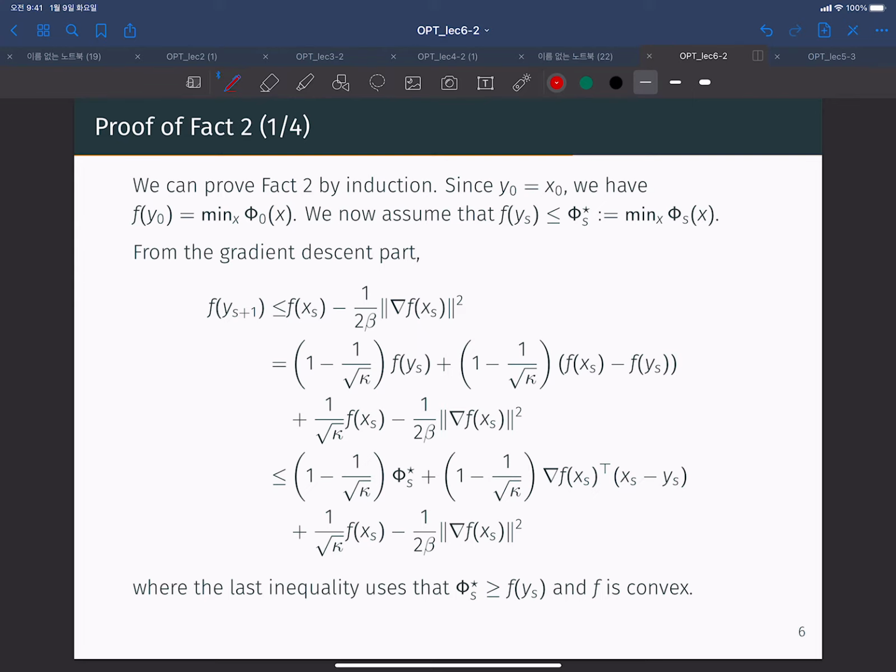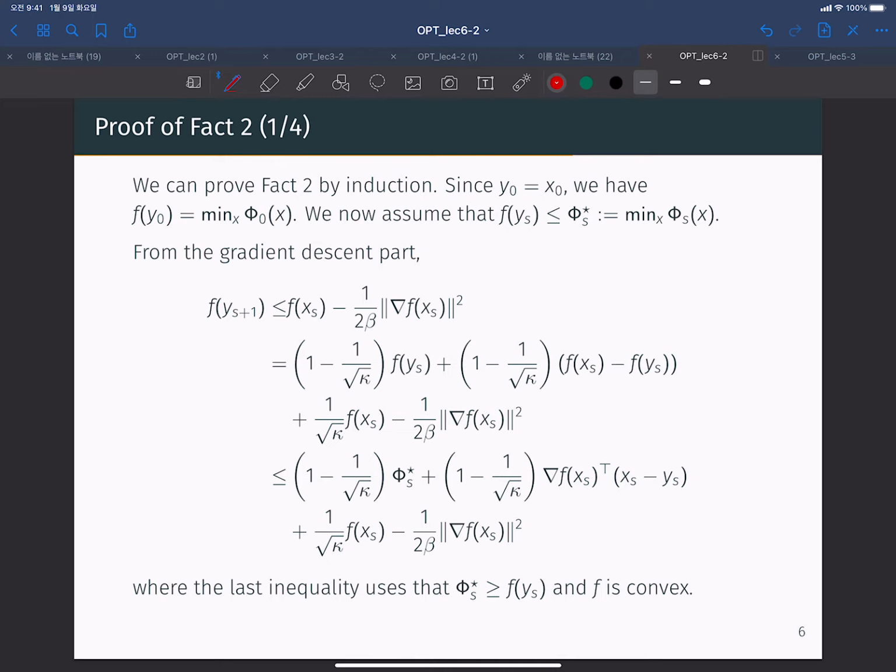We can show fact 2 by induction. Since y0 is equal to x0, and f at y0 is equal to the min of pi 0 of x from the definition of pi 0 of x and y0 and x0, we know this is true. Fact 2 is true for the case s equal to 0. And so now we assume that f(ys) is less than or equal to pi star s. From now, I will denote by pi star s the minimum value of pi s of x. Then it is sufficient to show that f(y s plus 1) is less than or equal to pi s plus 1 star, under the assumption f(ys) is less than or equal to pi s star.